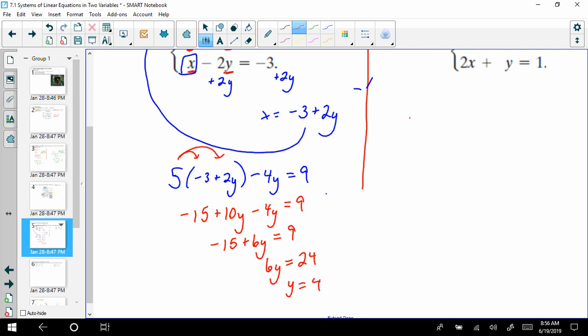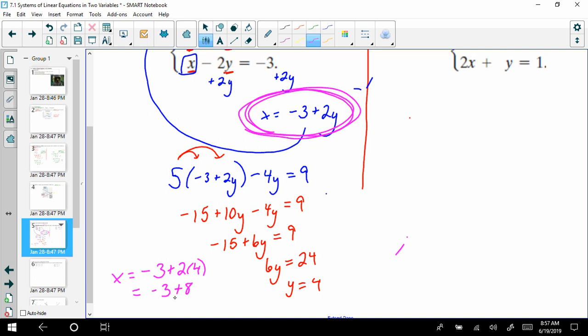Okay, now I'm not done because remember my answer is going to be an ordered pair, so I have the y answer. So now the question is, how do I get the x answer? Well, once you have one of them, I would just plug 4 right back into this guy where we had x alone. So if I plug 4 into that, looks like I get 5.